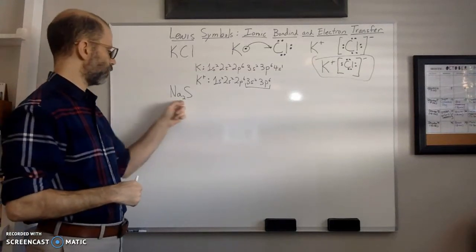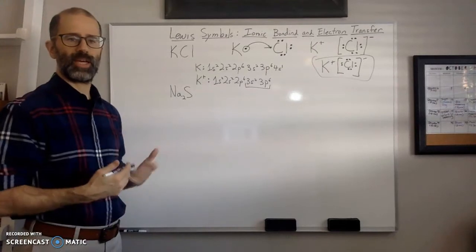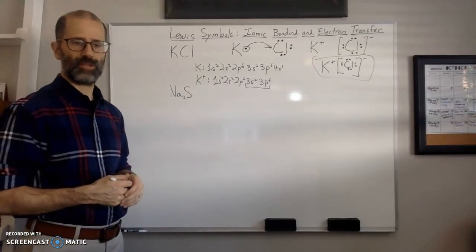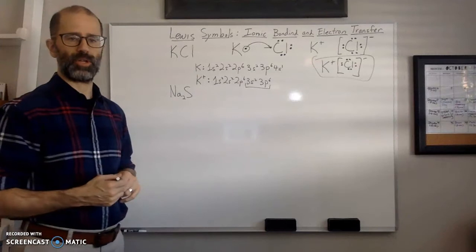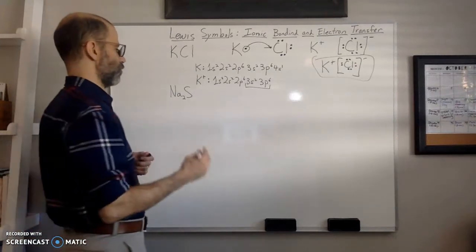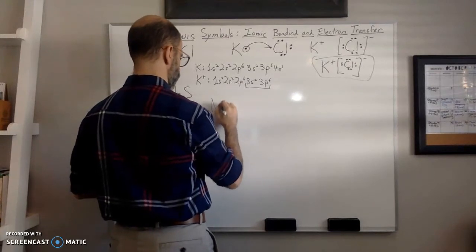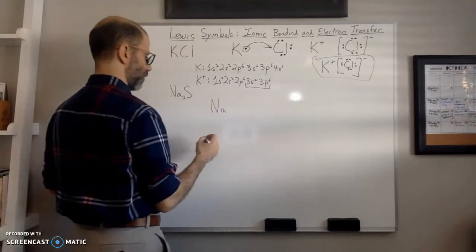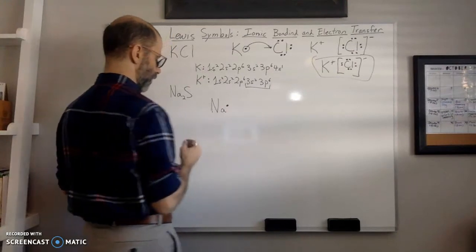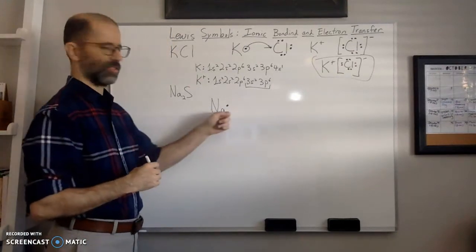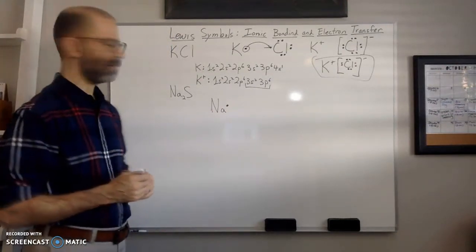Okay, so what about something like sodium sulfide? Here's the formula for sodium sulfide. We can write this in Lewis dot structures, and we can explain it according to Lewis dot symbols. If I write the Lewis dot symbol for sodium, again, sodium is in group 1, so it's going to have 1 valence electron. So there's the dot for that 1 valence electron.